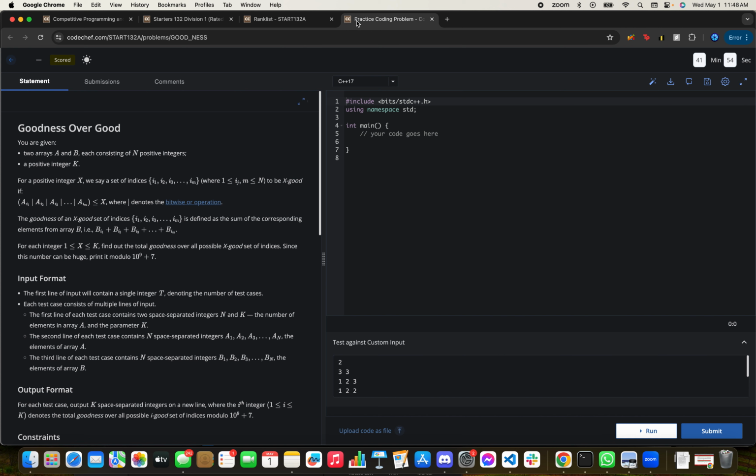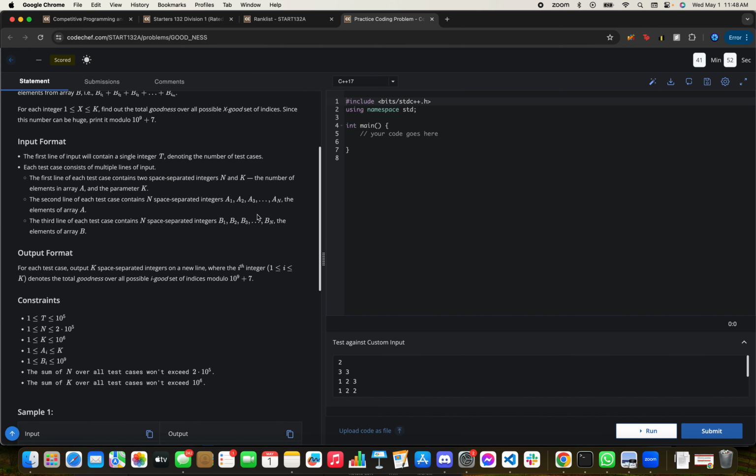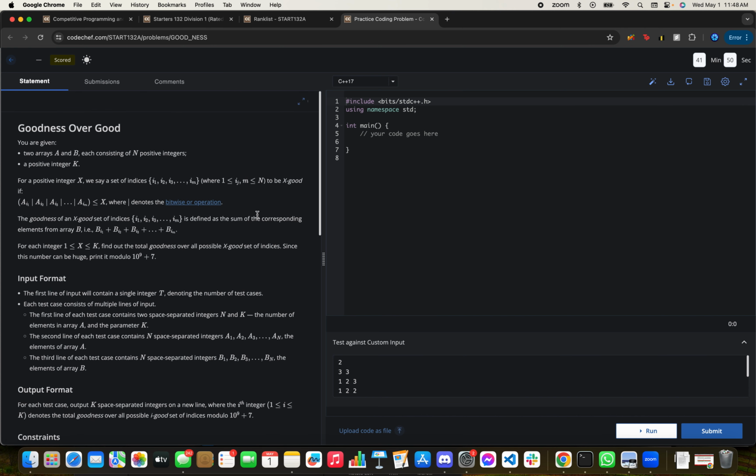Okay, at least a lot of people seem to be getting problem 6, so maybe it is doable. We'll see. You're given two arrays A and B, each consisting of n positive integers, and a positive integer k. For positive integer x, we say a set of indices to be x-good if their bitwise OR is at most x.